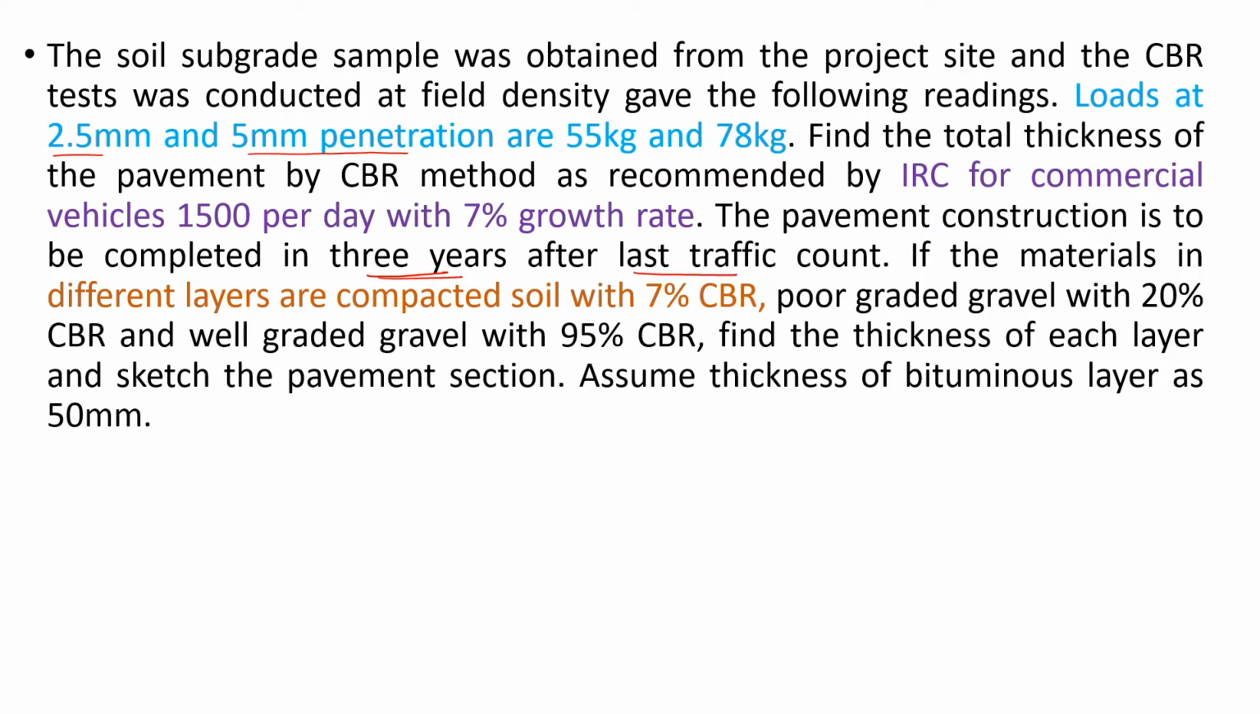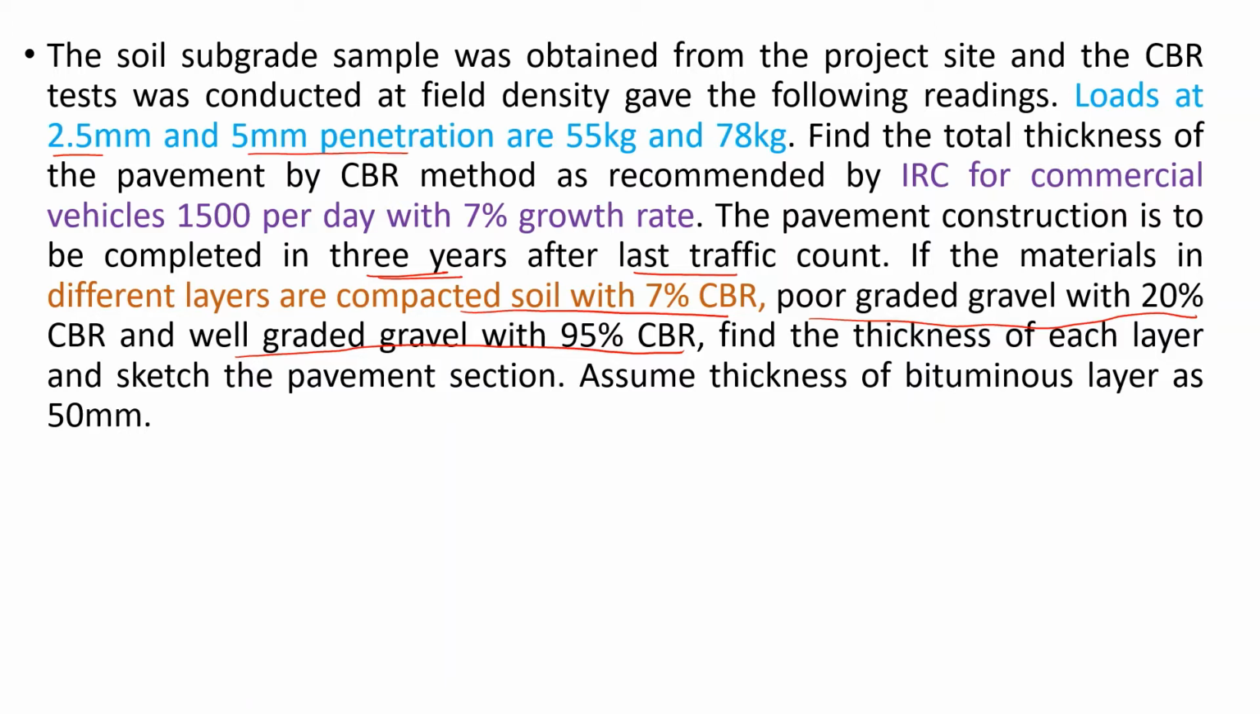The materials in different layers are compacted soil with 7% CBR, then poorly graded gravel with 20% CBR, and well graded gravel with 95% CBR. Find the thickness of each layer and sketch the pavement section. Assume the thickness of the bituminous layer as 50 mm.